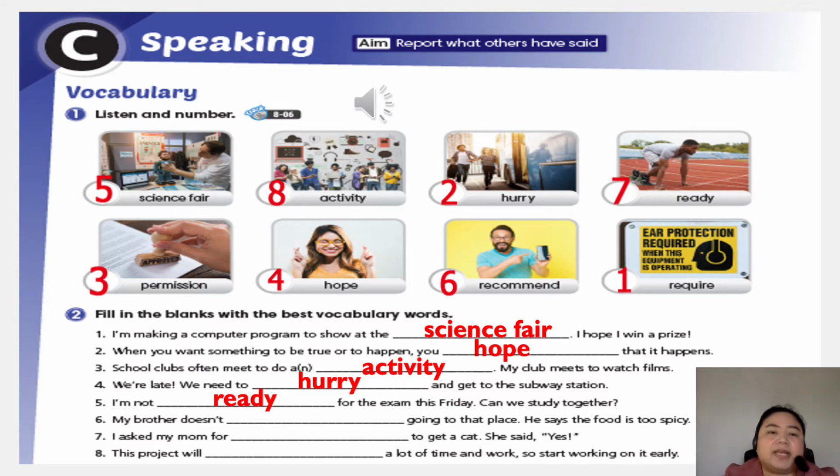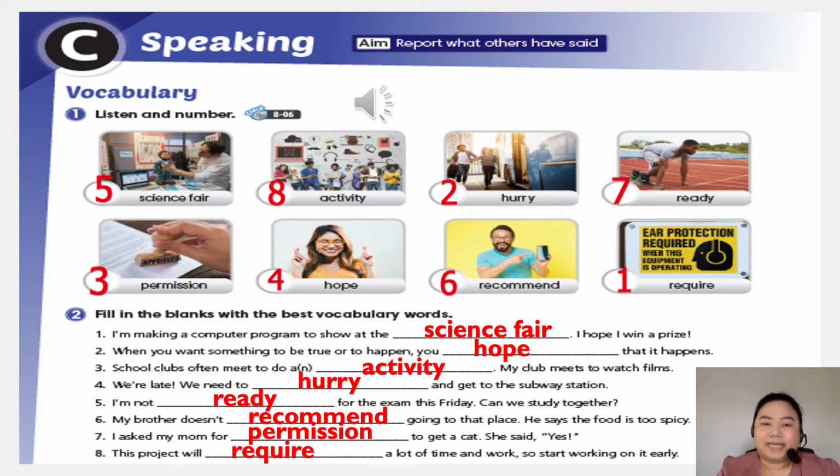Oh my God, can you help me? We need to study. Number 6, my brother doesn't recommend going to that place. He says the food is too spicy. Okay, I asked my mom for permission to get a cat. If you want to do something, you have to get permission from your teachers or your parents first. And number 8, this project will require means need.